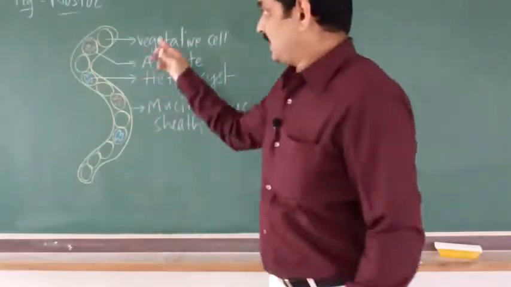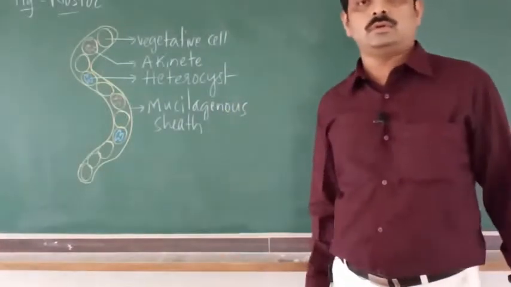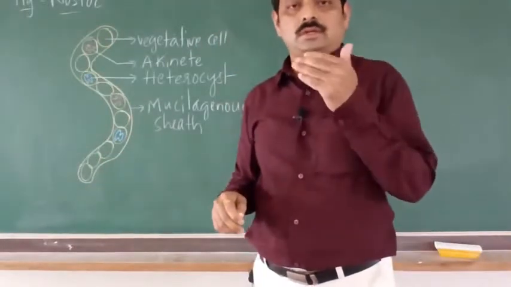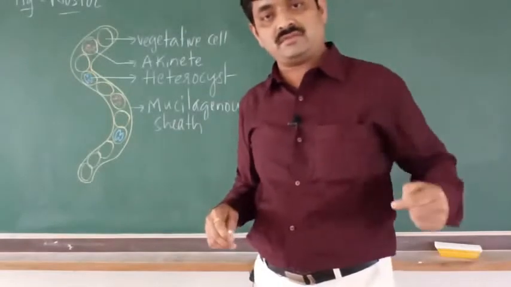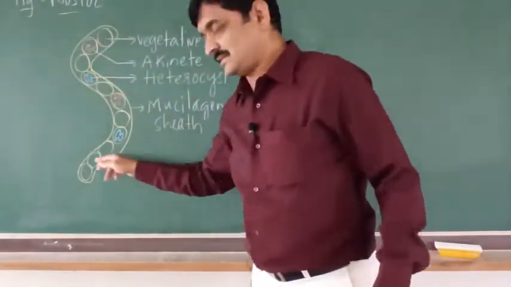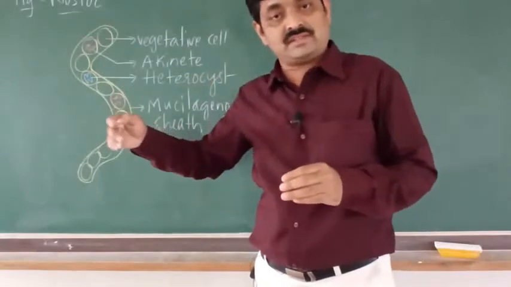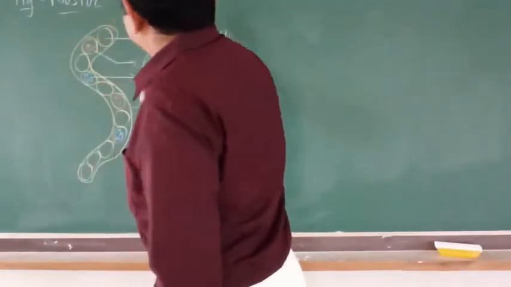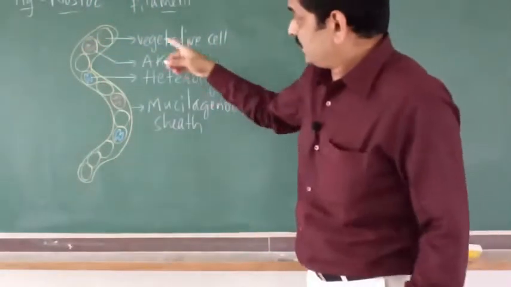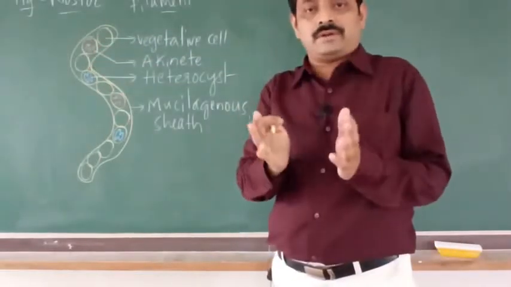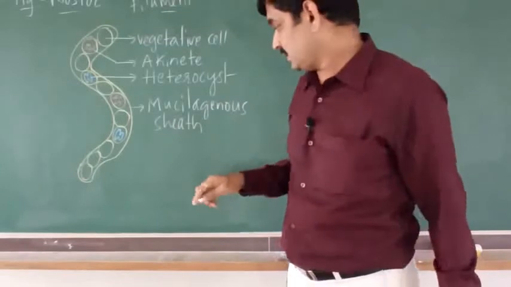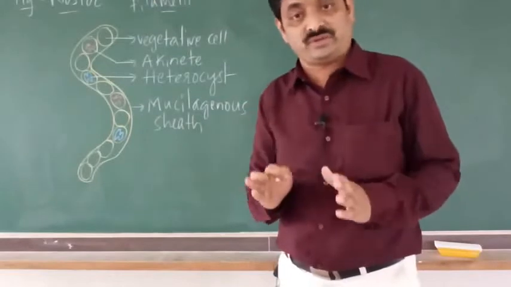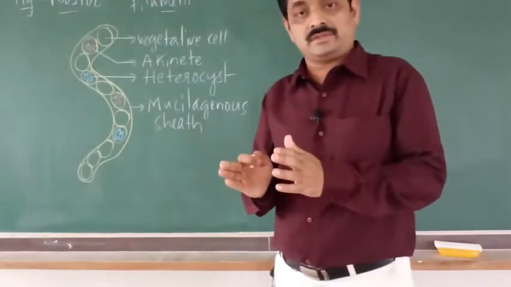So this is the diagram of Nostoc, which is a cyanobacterium. Now Nostoc is filamentous, means it is composed of a chain of cells. So these are all spherical cells. That elongated chain of cells is called a filament. So Nostoc is a filamentous bacterium. Now here, these cells are covered by a protective sticky covering. It is called the mucilaginous sheath, the sticky protective covering present on this filament.